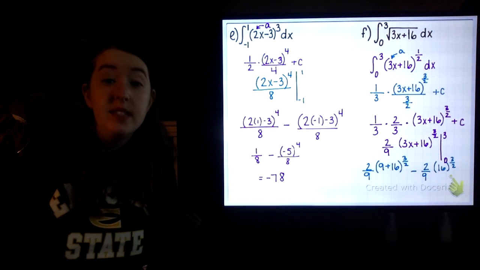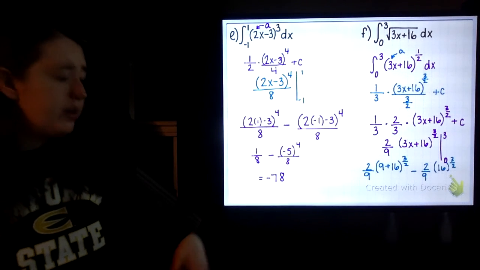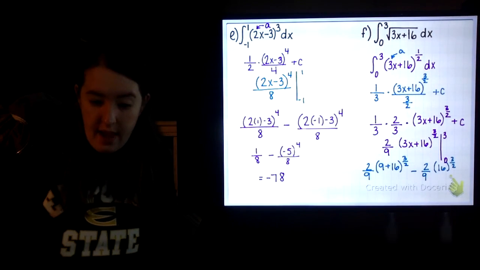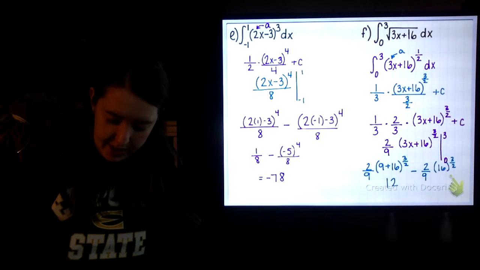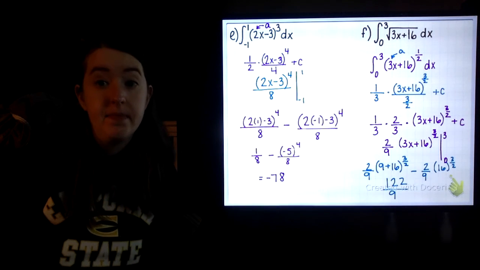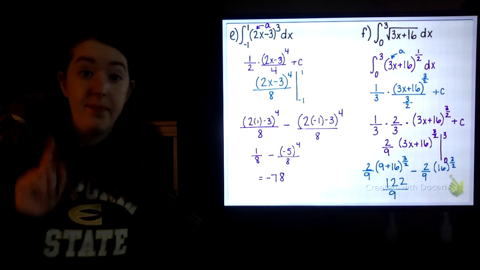Now if we go through and simplify just a little bit more, add those together, take a square root, and then cube it, and so on. After all of that, we end up with 122 ninths for the area underneath that curve. Okay, one more.